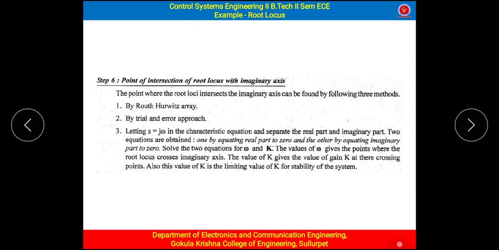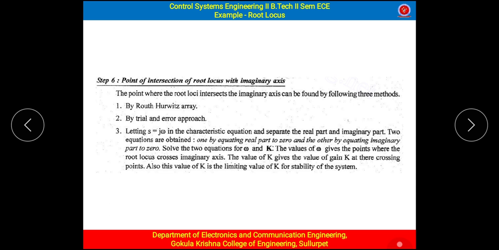The next step is the point of intersection of root locus with the imaginary axis. The root locus branch may cross the imaginary axis. This is very crucial because, for instance, if the root locus branch is starting or is lying on the left side of the imaginary axis, the system is stable.